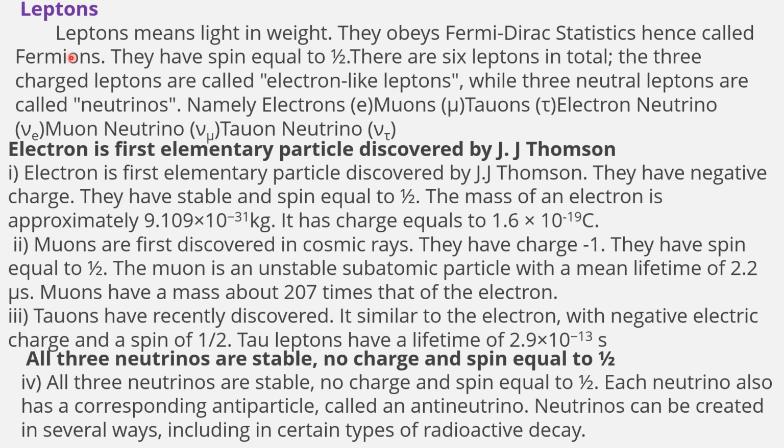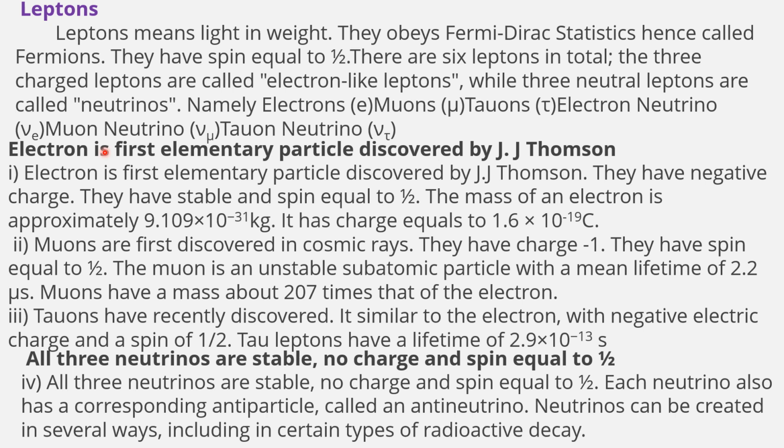So, coming to leptons, they are light in weight and they obey Fermi-Dirac statistics and hence they are called fermions. They have spin equal to half and there are 6 leptons in total. The 3 charged leptons are called electron-like leptons, while the 3 neutral leptons are called neutrinos, namely electron, muon, tauon, electron neutrino, muon neutrino, and tauon neutrino.